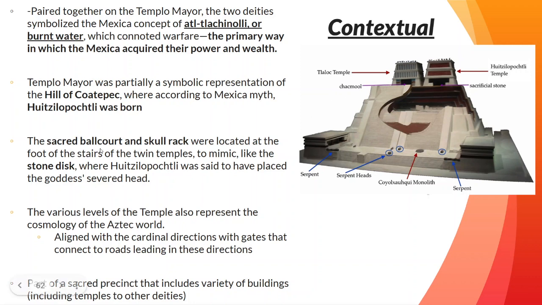We have a sacred ball court and skull rack located at the foot of the stairs, which is a little intense. The ball court, if you've ever seen El Dorado, has like this hoop that you would hit the ball through the hoop, very similar to like basketball, but the hoop's on the side and the rules are a little bit different. But the skull rack there to kind of mimic Huitzilopochtli's triumph over like Coyolxauhqui and all the brothers.